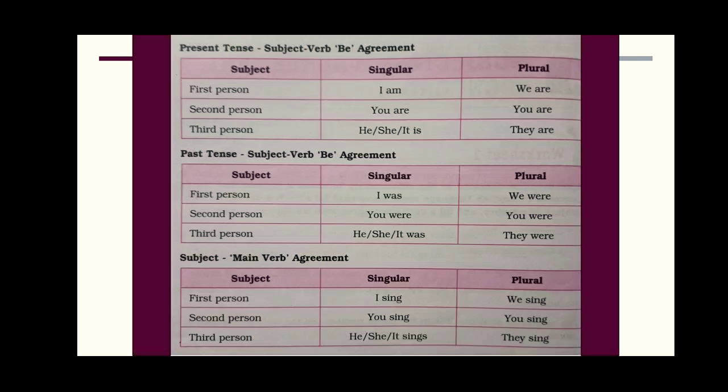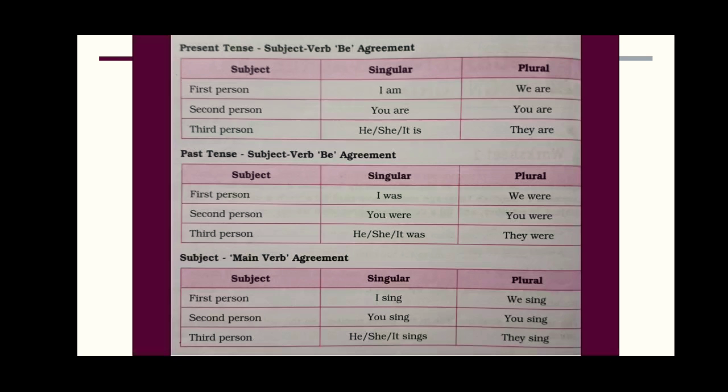So for singulars: I was, you were, he, she, it was. For plural: we were, you were, they were. And now for the main verb, for present simple tense, where we use this rule of adding s. So when we use I, we would say I sing. We will not add s here. With you, you sing. You will not add s here.